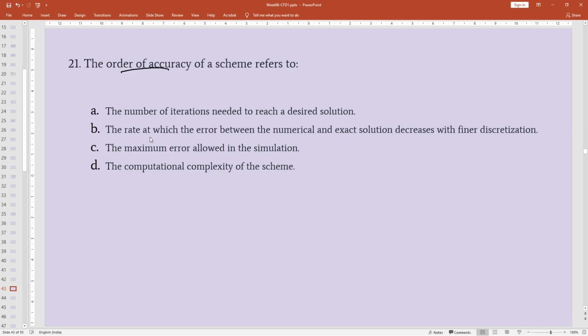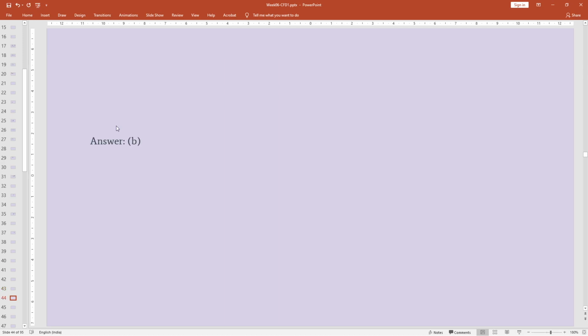Yes, the order of accuracy is the rate at which the error between numerical and exact solution decreases with finer discretization. So option B is our answer.